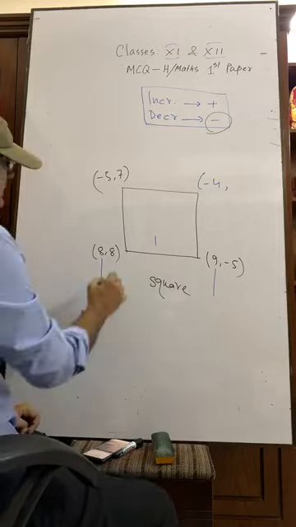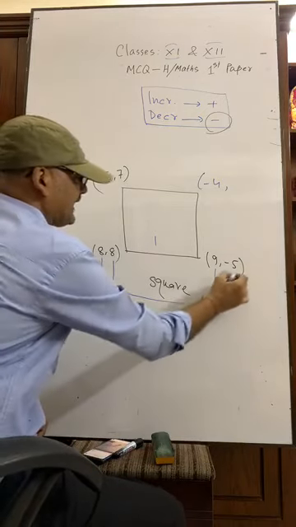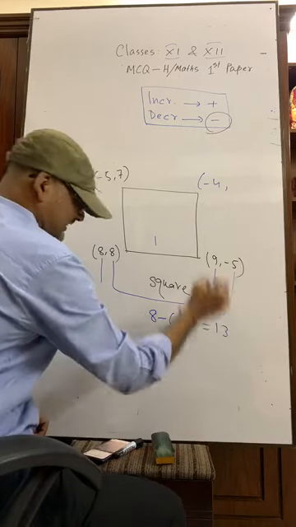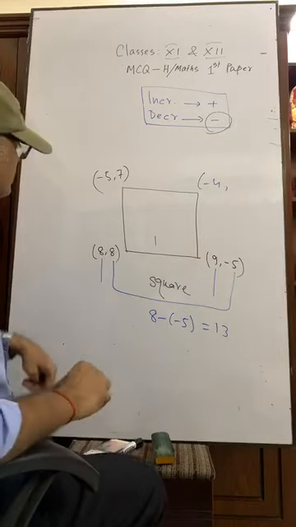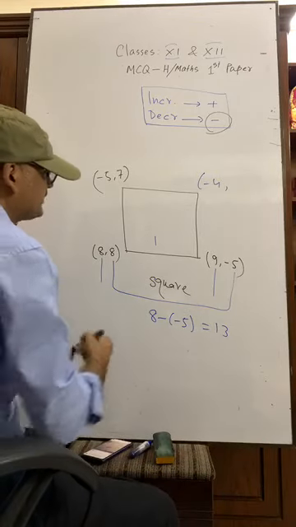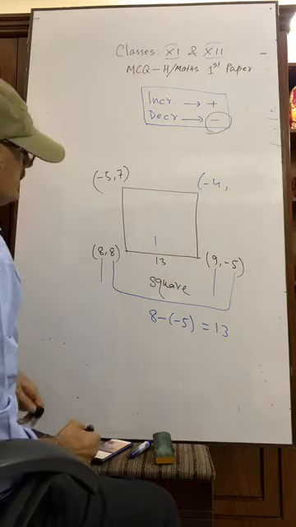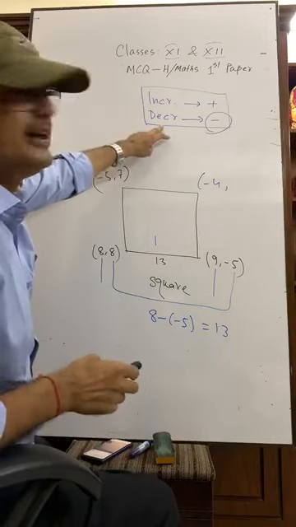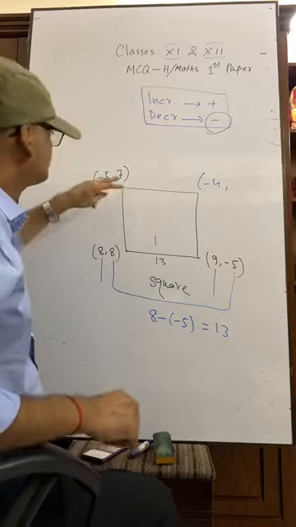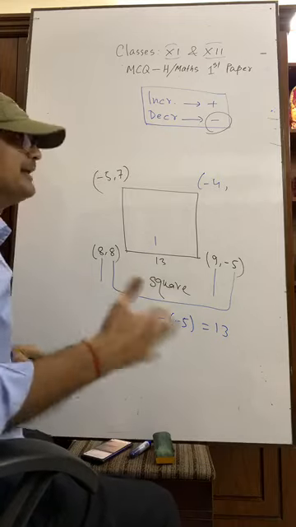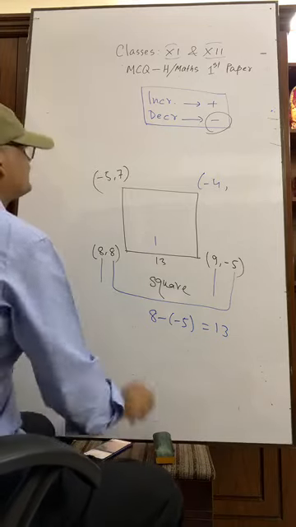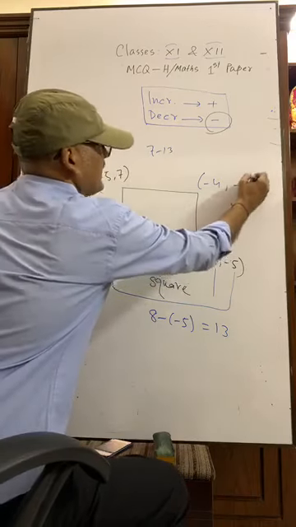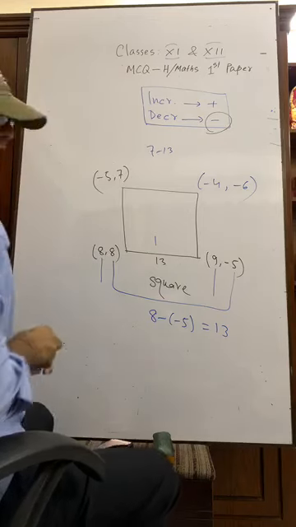Again, the difference between 8 and minus 5 is equal to what? 13. This is 13. And from 8 to minus 5, is it increasing or decreasing? Definitely decreasing. If it is decreasing, then it is minus. So 7 minus 13. What will be the result? 7 minus 13 is equal to minus 6, and it is the answer.